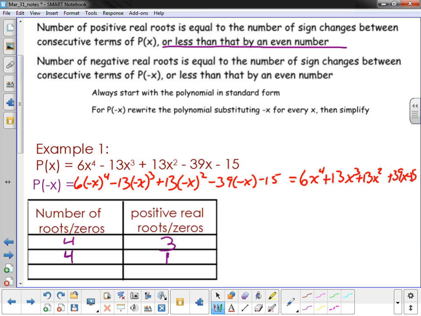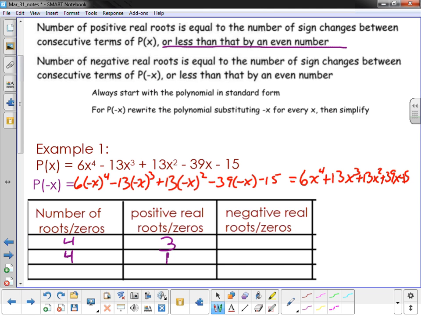So I have my p of negative x is 6x to the 4th plus 13x cubed plus 13x squared plus 39x minus 15. So now I'm looking for the number of negative real roots. Well, according to this, after I have p of negative x, I count the number of sign changes. So we're going to go through that again.